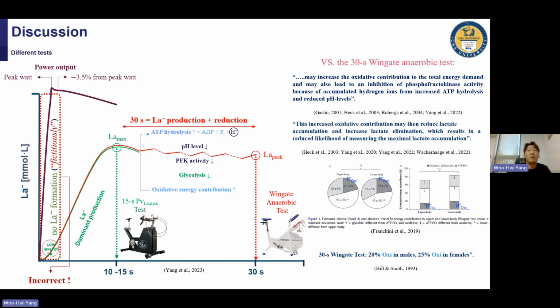maximal lactate accumulation. So the PvLa.max determination combining the 15-second sprint cycling test with the PvLa.max formula using the energy system contributions is more suitable to limit the activation of oxidative metabolism as much as possible in decreasing intracellular lactate oxidation.